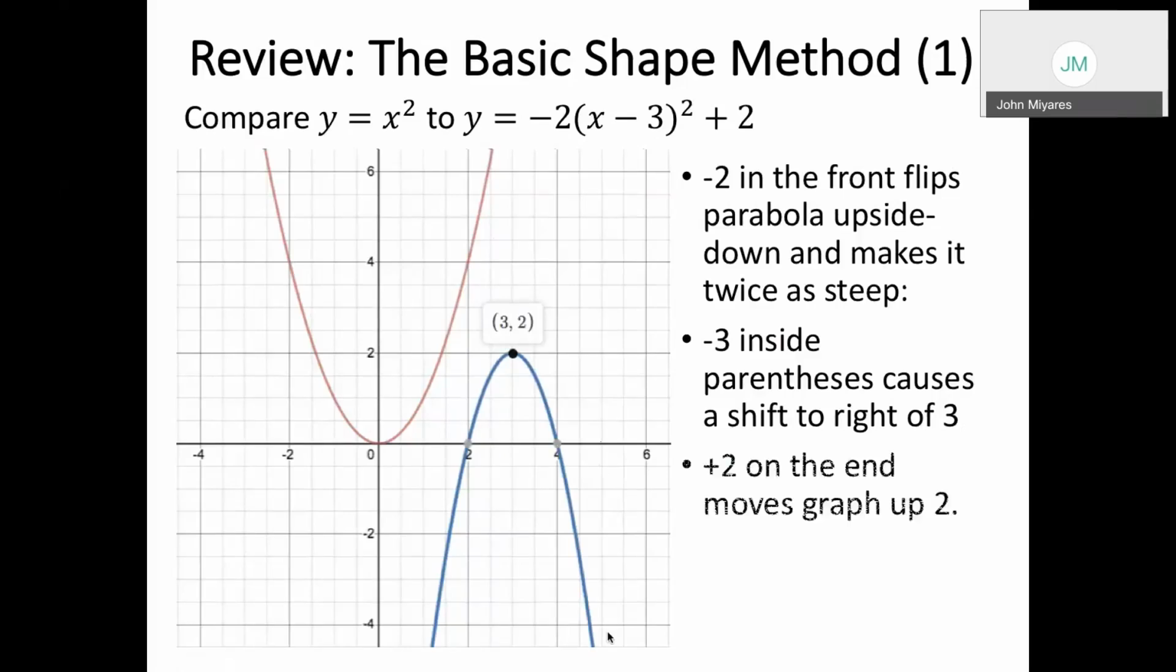Meanwhile, the plus 2 on the end is going to make the graph move up 2 from where it should be. So if I was to ask you to graph this function by hand, you could say to yourself, well, I have to take the basic shape of the parabola that I have, flip it upside down, make it twice as steep, move it to the right 3, and then move it up 2, and I'll have the correct graph.